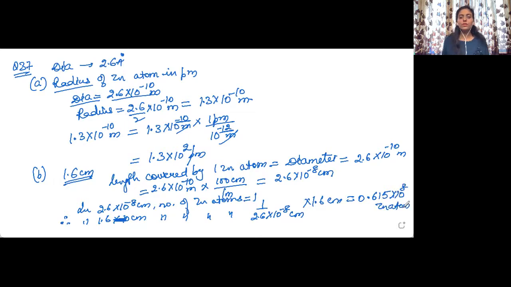Now you can just convert it into scientific notation. 6.15 into whatever is the power, you just need to write it. And write it in the comment section below also. How you will write the scientific notation of this very term, so that I can know that you are actually learning the things.